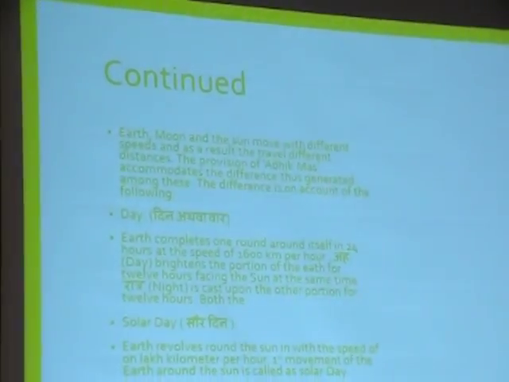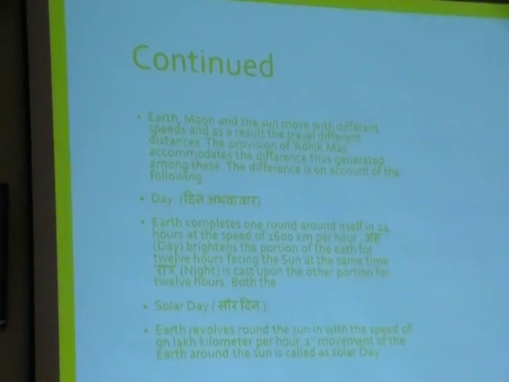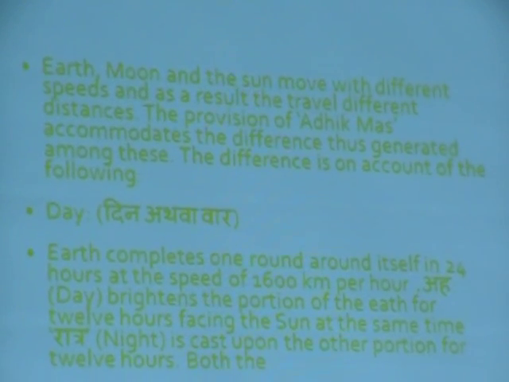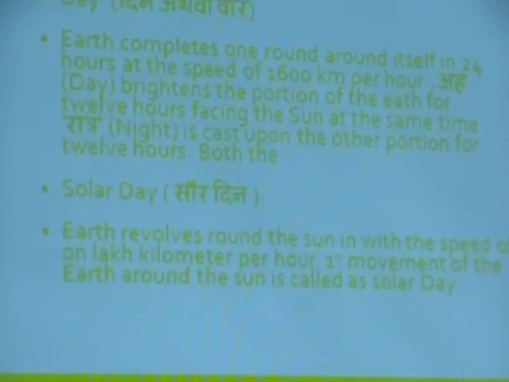But then, Earth is not the only object moving around the Sun. And time is associated not just with Earth. It's associated with the cosmos. The Bharatiya calendar takes into consideration the motion of different objects. This is how they used to think.